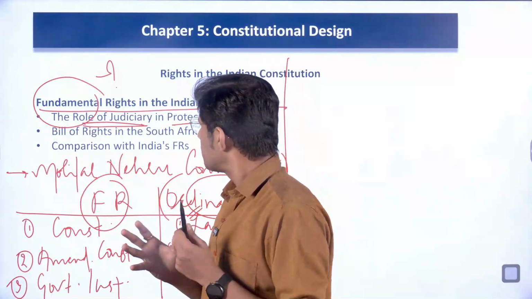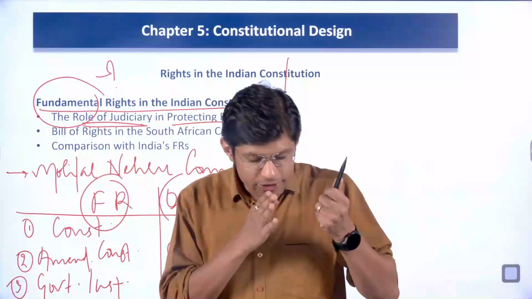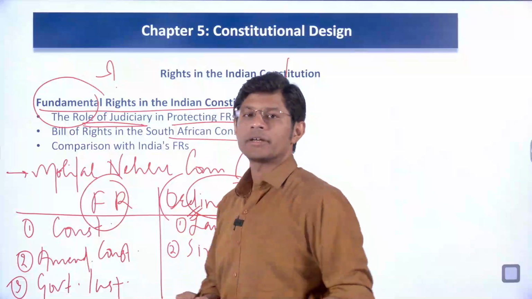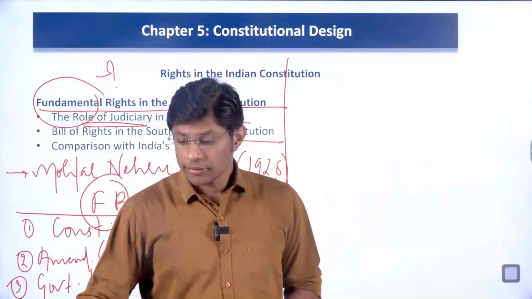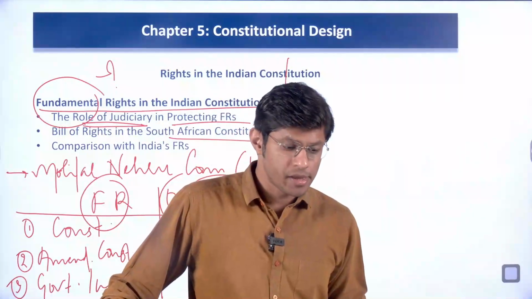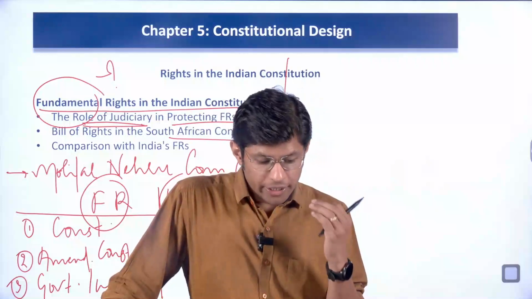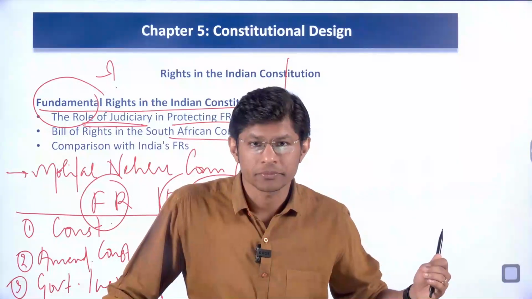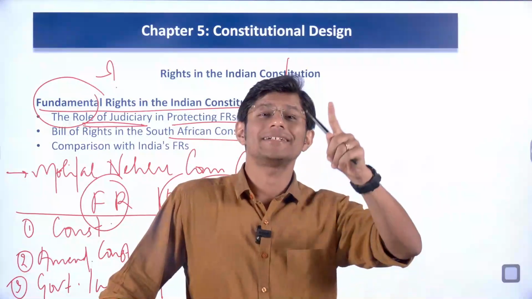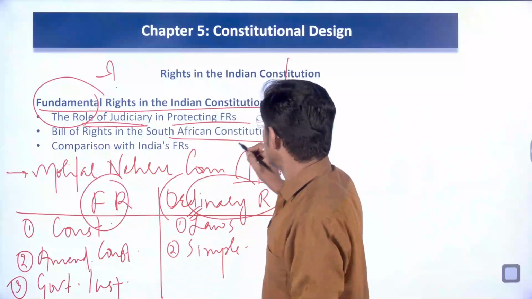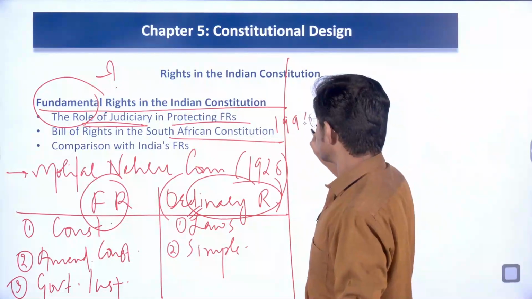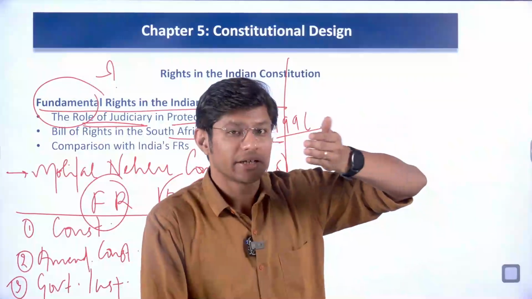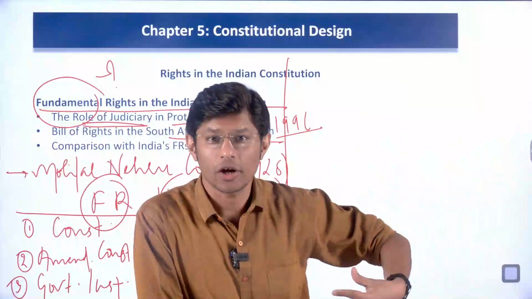Now let us try to compare the fundamental rights of our country with that of South Africa. We know that South Africa adopted its constitution after a lot of struggle. And they adopted it in the year 1996, especially after the end of apartheid. What is apartheid? Racial segregation on the basis of color.